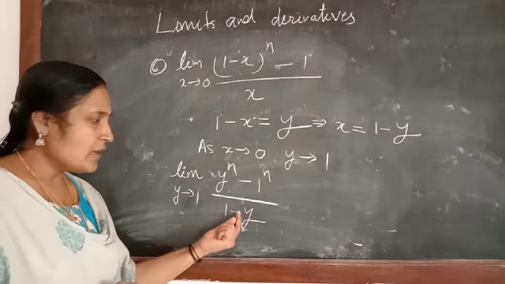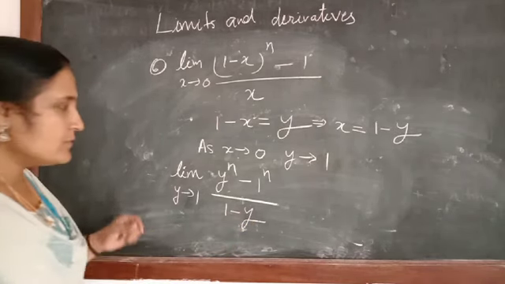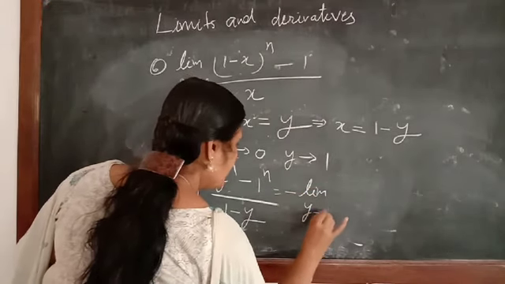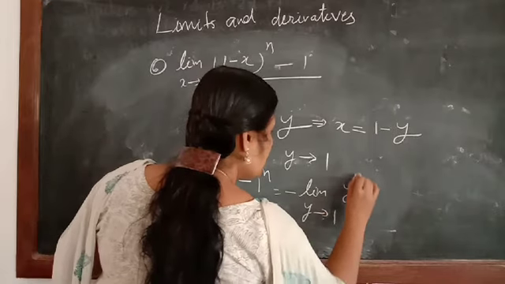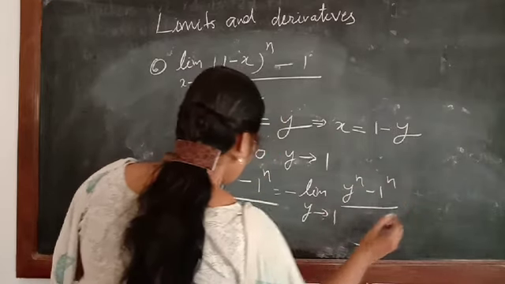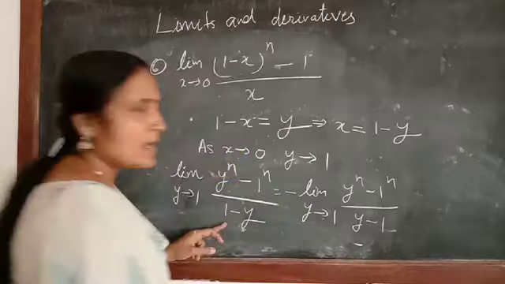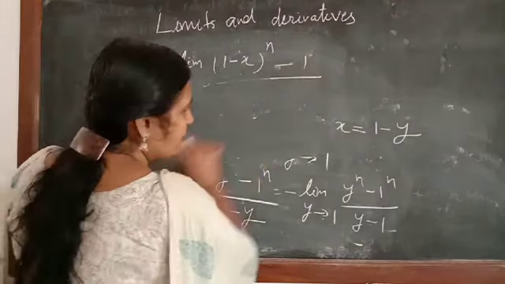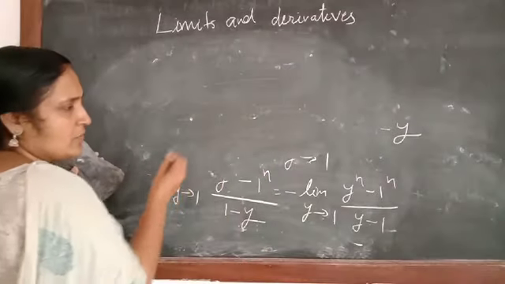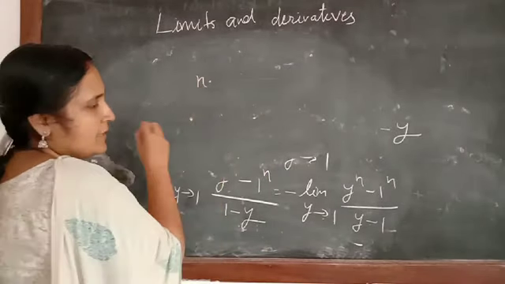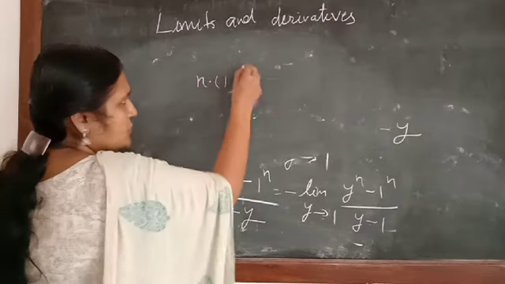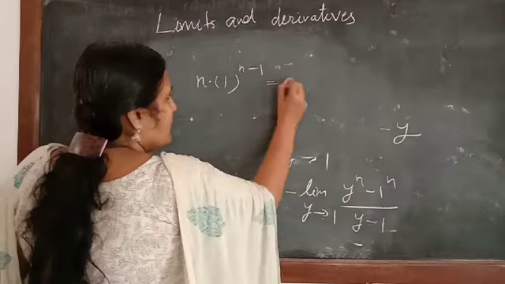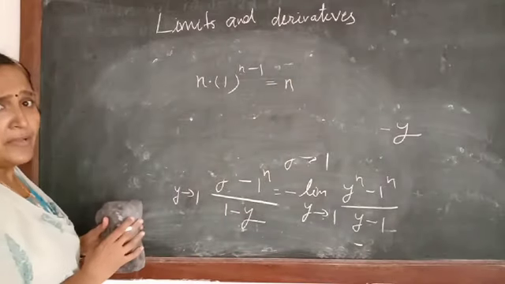So what can we do? We can take a negative sign outside. Then it will be equal to minus limit y tends to 1, y raised to n minus 1 raised to n by y minus 1. Now we can apply the formula. In place of n, we have n only. So it will be equal to n into 1 raised to n minus 1. 1 raised to any number will be equal to 1 only. So the answer will be equal to n.